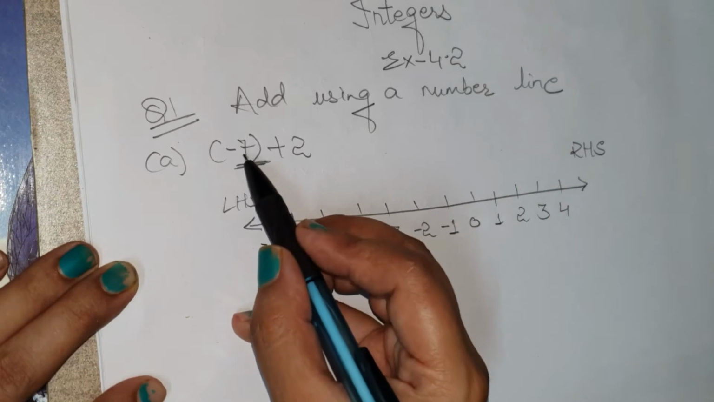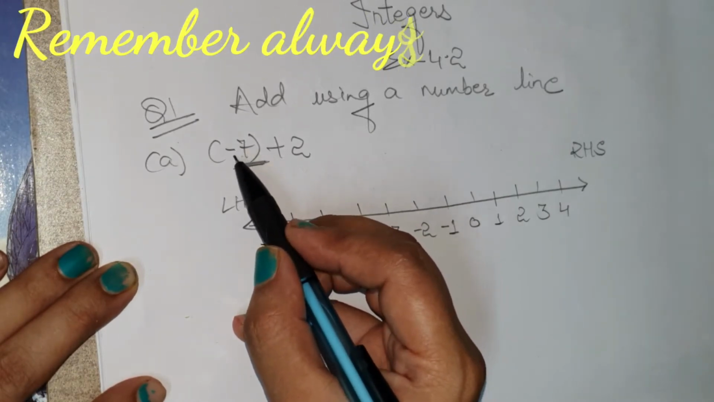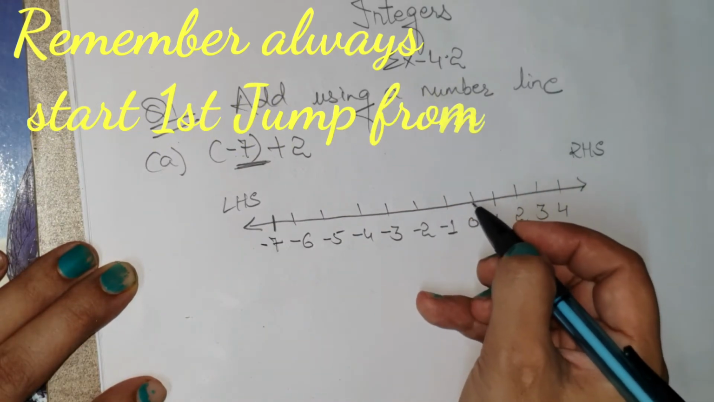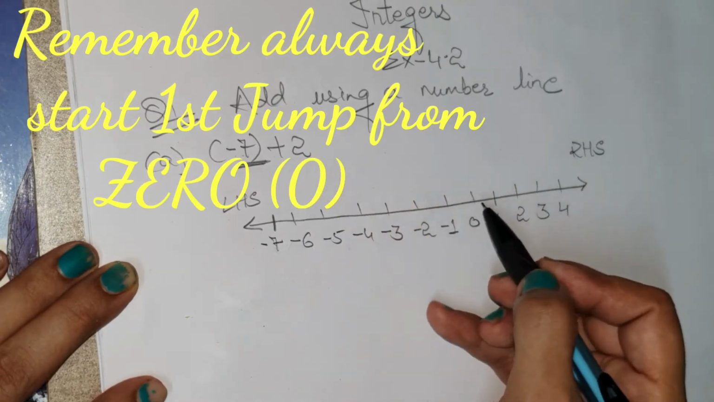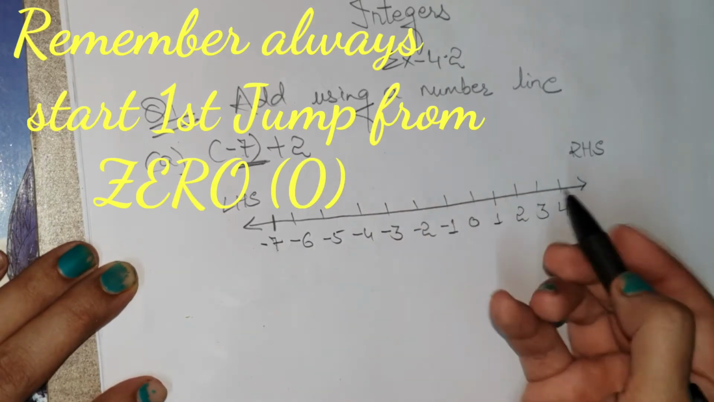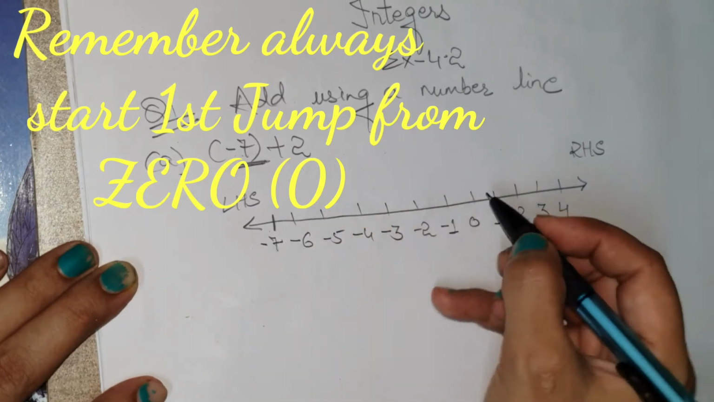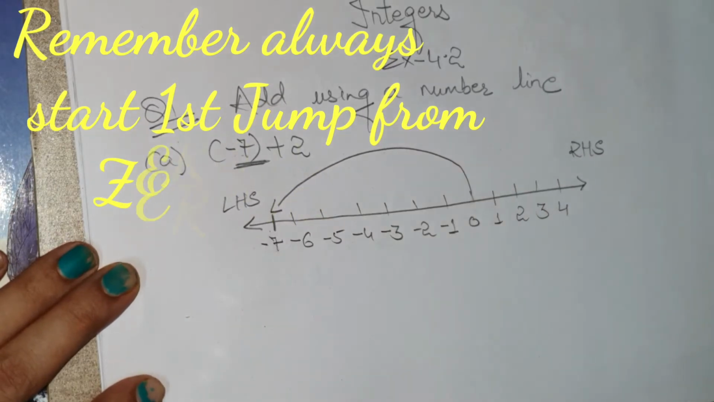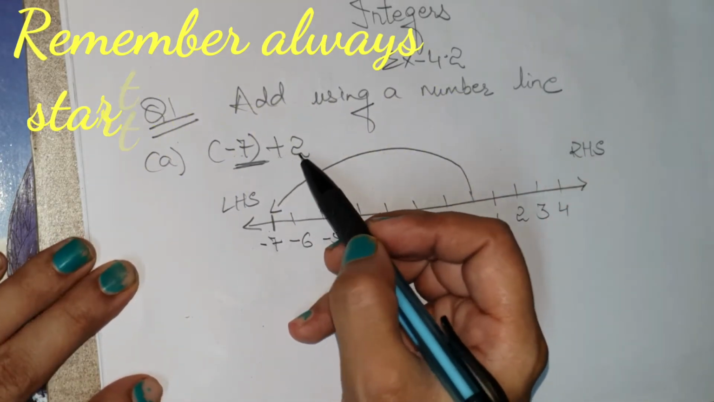Now we have to begin with -7, the minus side. For a minus sign we will move towards the left hand side. Firstly, you will always begin your question from 0, whichever part it is. So firstly from 0 you will come to -7. You will do a jump like this from 0 to -7, and now you have to add 2 in this.